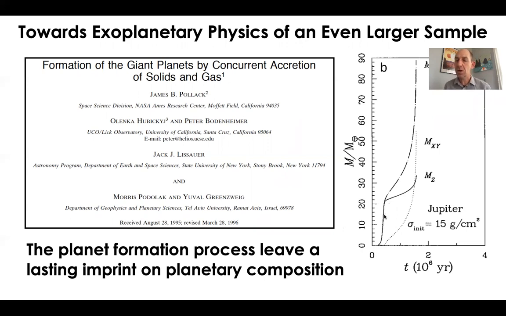You build up a core of here 5 to 20 Earth masses that starts to accrete hydrogen, and then you might or might not reach this nearly runaway phase where you're accreting more and more and more hydrogen. And so you're accreting metals to make your core, but then you're also accreting more metals as you're accreting your hydrogen and helium. So the planet formation process should leave some sort of imprint in terms of the planet's composition, in terms of the gas and the solids that are being accreted.